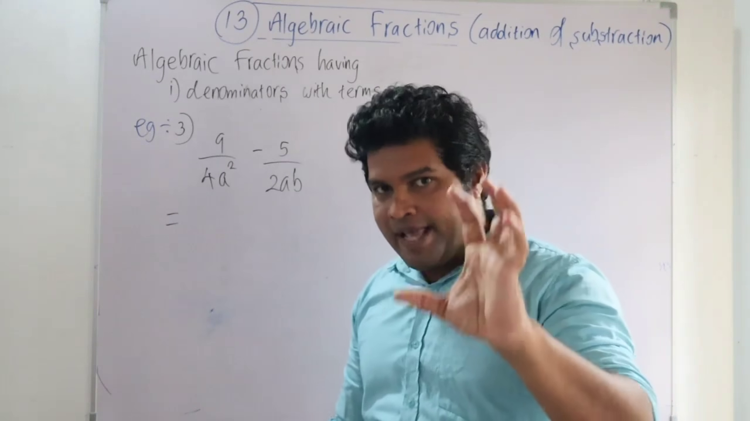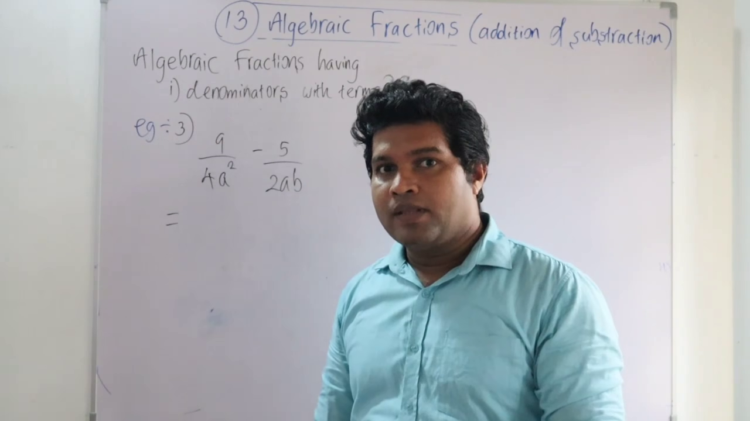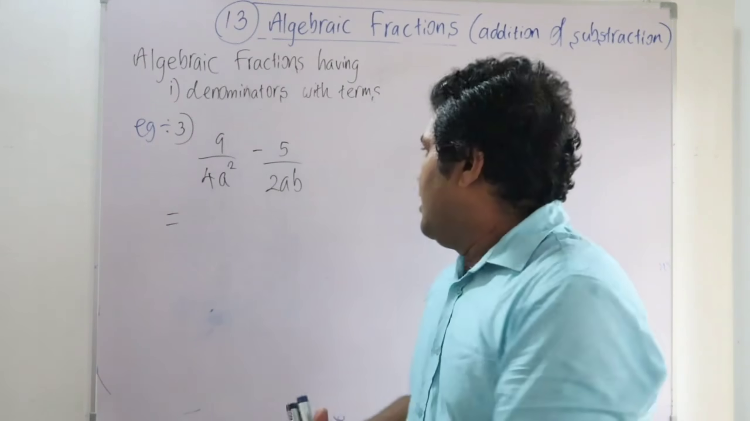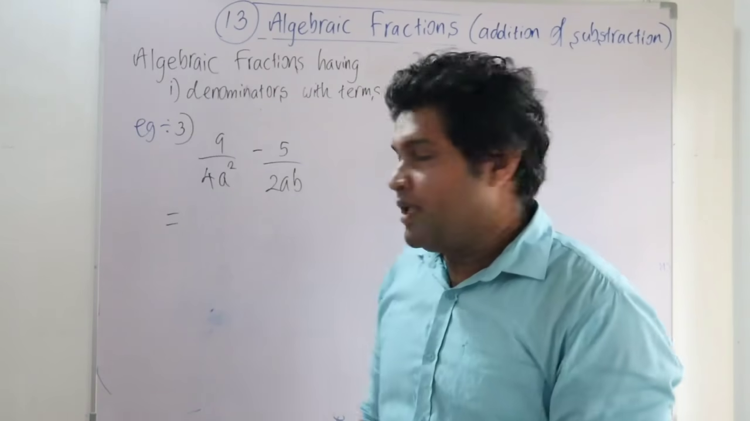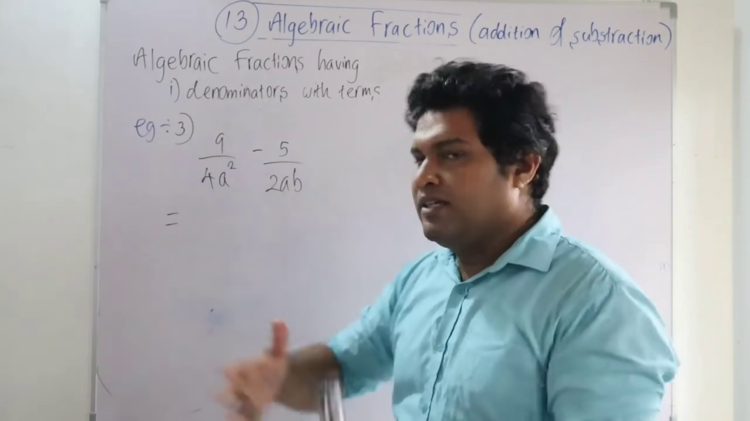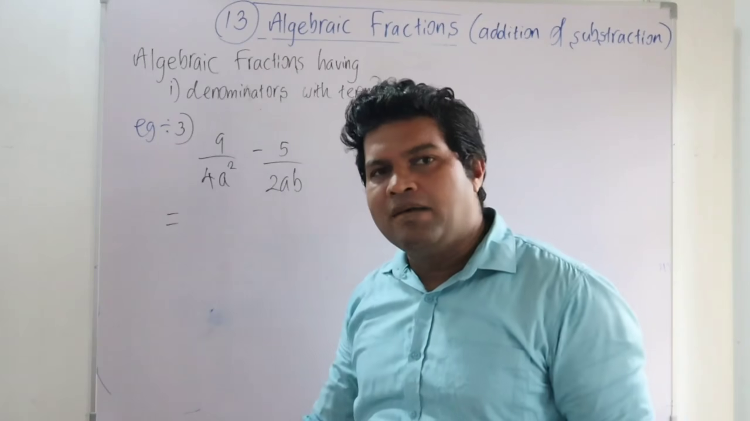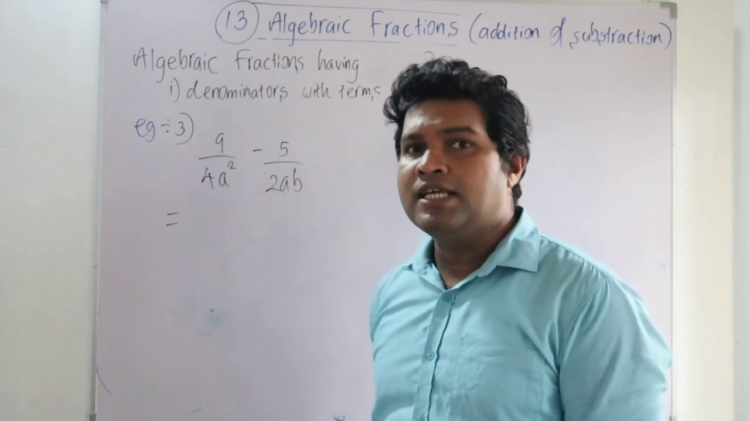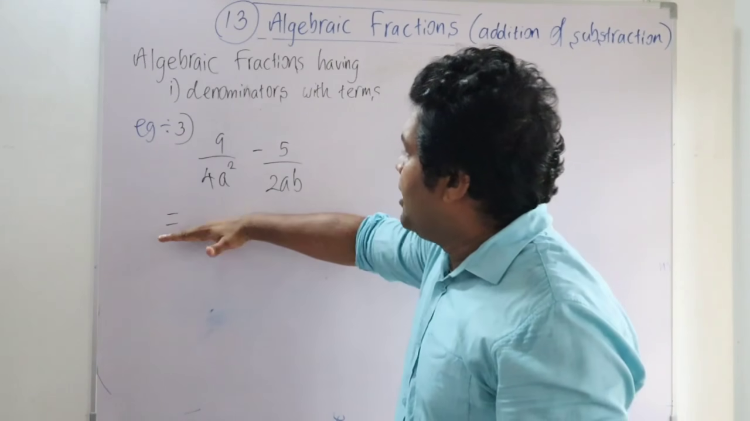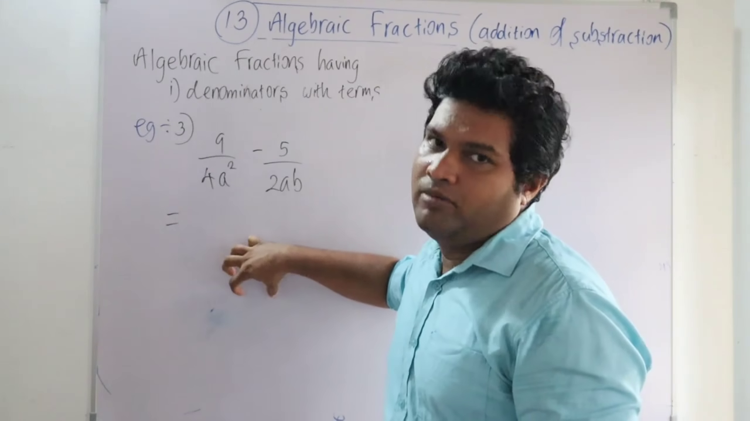When you see an algebraic fraction problem, what is the main part that you should watch? Always the denominators. Check whether the denominators are the same or different. Now you have different denominators. Then what should you do next? We have to create a common denominator.